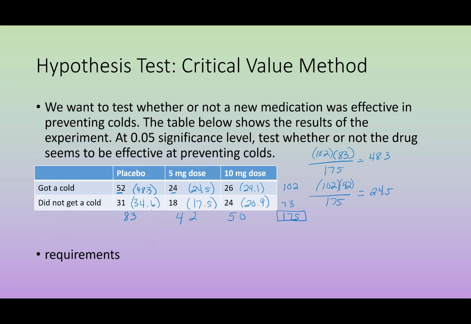So here I have all my expected values entered in each of the cells in the blue. Now notice I did only round mine to 1 decimal place just so I could fit them in the cells. So we will probably be slightly off when we do our final computation compared to what the technology is going to give us. So you have to decide what is the appropriate amount of rounding for the problem that you are working on. So we've got all of our requirements checked because as I look at each of these cells, every single cell has an expected value larger than 5. So that final requirement that we were looking at, we're good to go with.